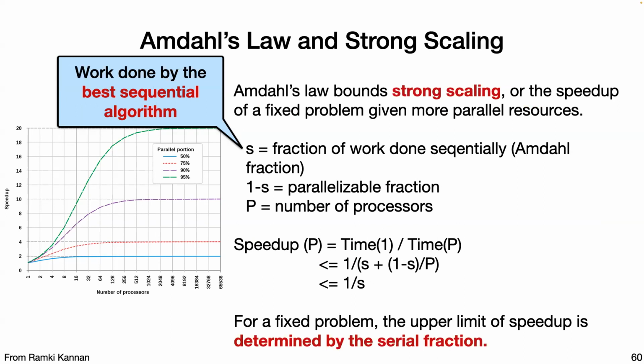So 1 is the total work, S is the serial fraction, 1 minus S is the parallel fraction, and P is the number of processors. At best, you can speed up this 1 minus S part. If S is less, then your total parallel speedup can be higher. The speedup that you could possibly get on P processors is bounded above by 1 over S, where S is the fraction of your program that was serial. So for a fixed problem size, the upper limit of speedup is determined by the serial fraction from Amdahl's law.